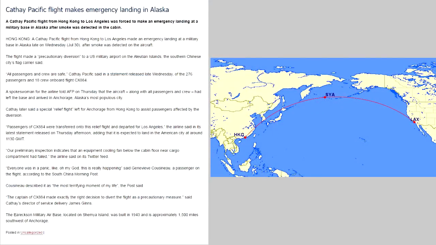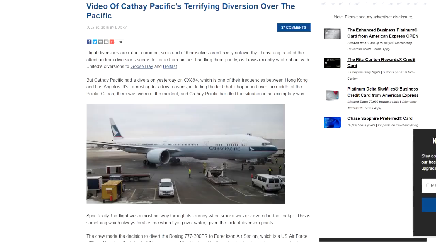What you're looking at is the emergency landing of a Cathay Pacific flight from Hong Kong to LAX. It was on July the 30th, and the flight had to make an emergency landing in the Aleutian Islands, on Shemya Island, at a military base. Now this flight, very similar to the other one, had a baby born on the plane. The issue's the same.